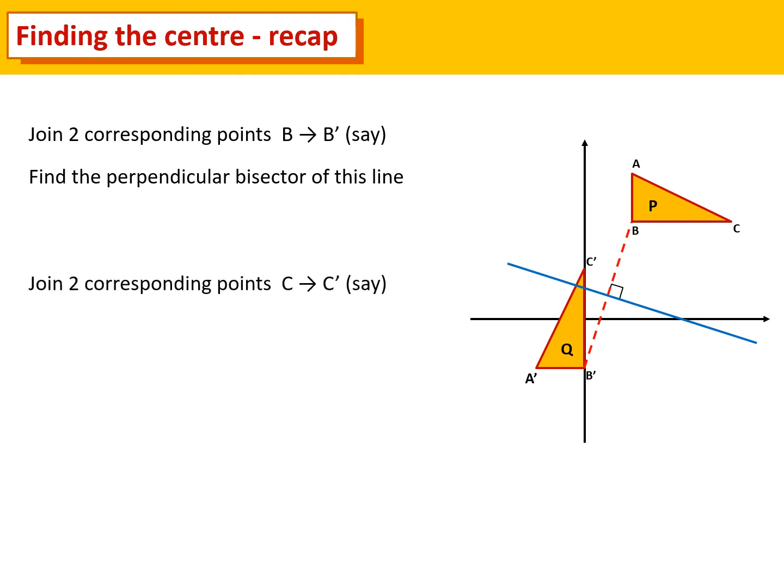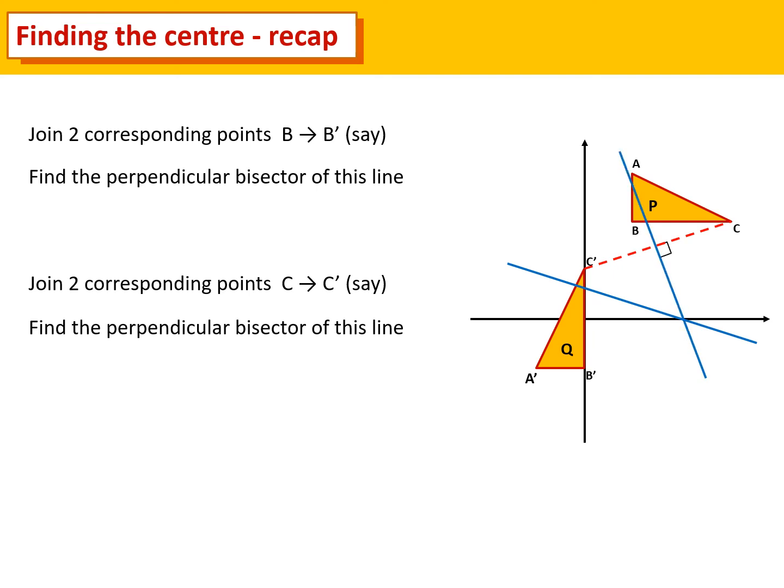We then join two more corresponding points, in this case C to C dash, and once again find the perpendicular bisector of that line. So we want a line which passes through the center of it and is at 90 degrees to it, and it's that blue line shown. Where the two blue lines meet, that is your center of rotation.